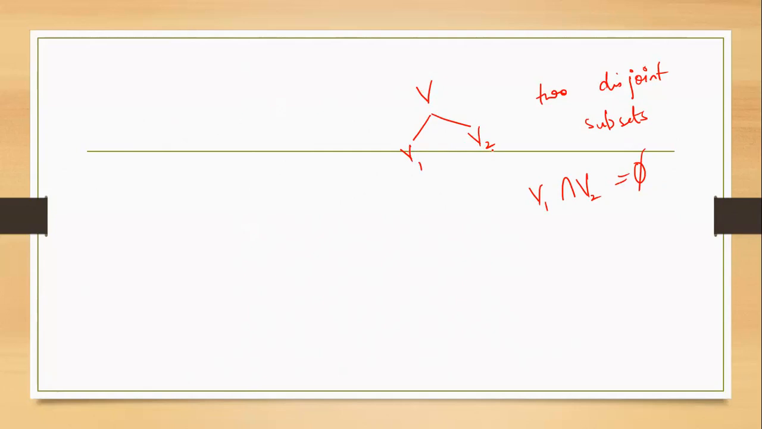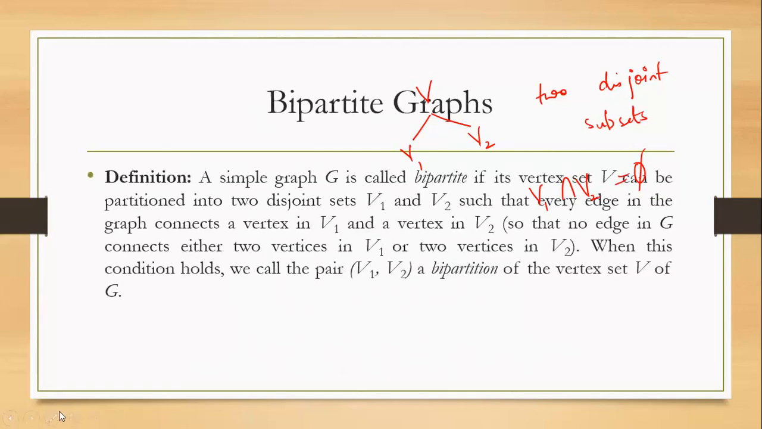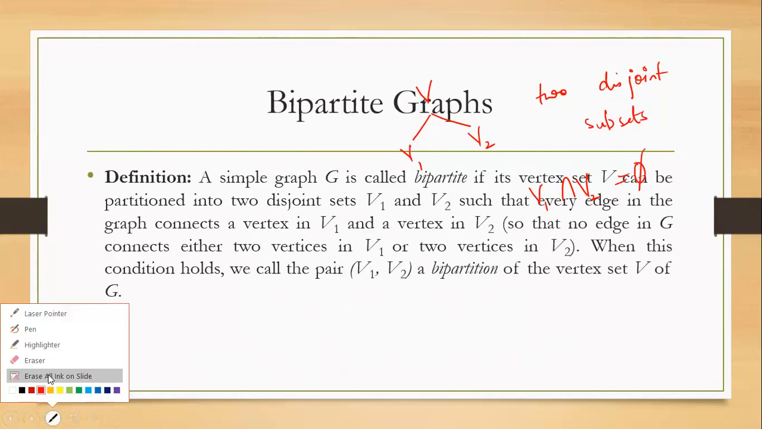For example, consider the graph given over here. We will leave the definition for now, and we will see the example directly.